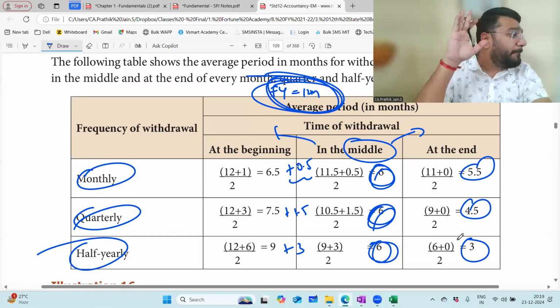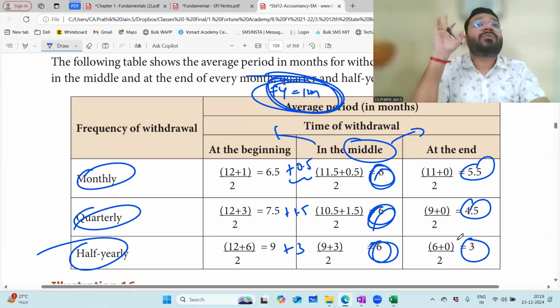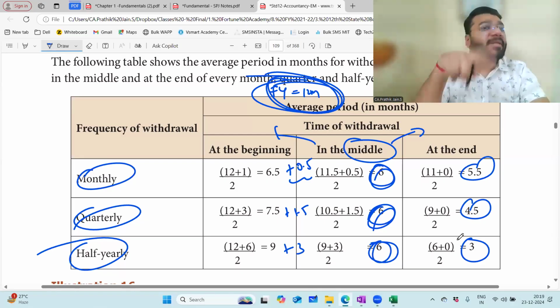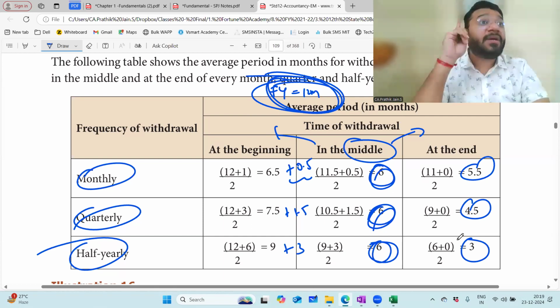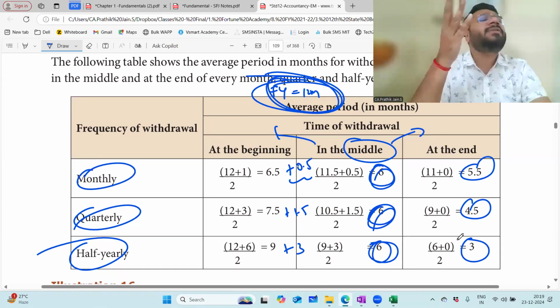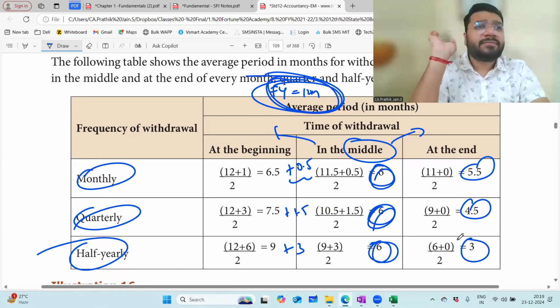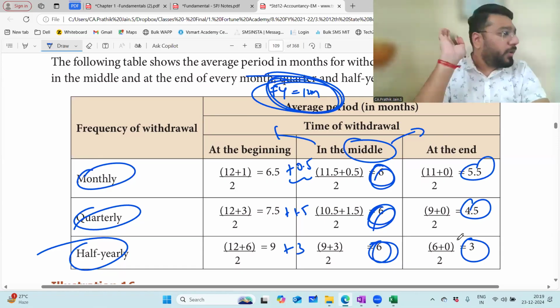Now this tabular column, I'm telling you, at least for the next 1 week, every day morning, write this tabular column once by your own self. Continuously for 7 days, do this tabular column. How much time will it take? 30 seconds. You will never forget this tabular column.